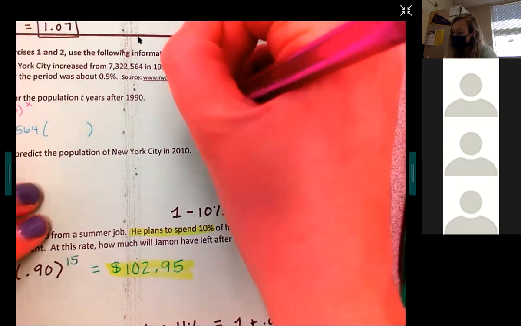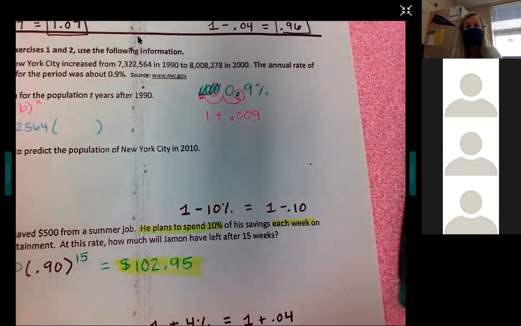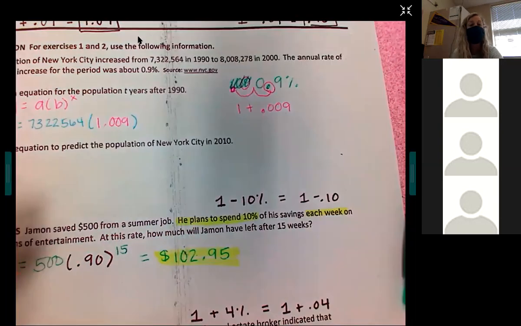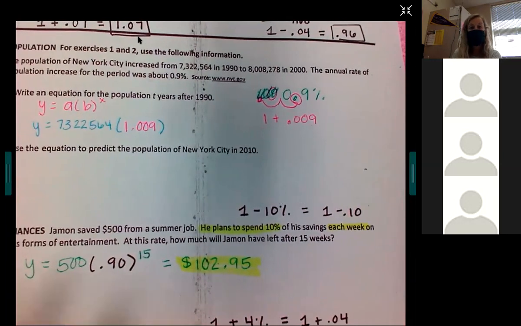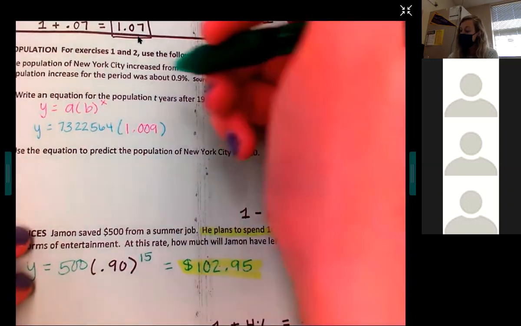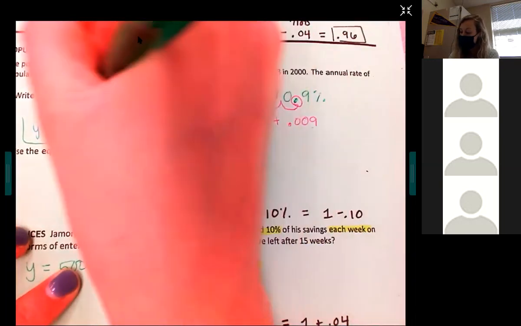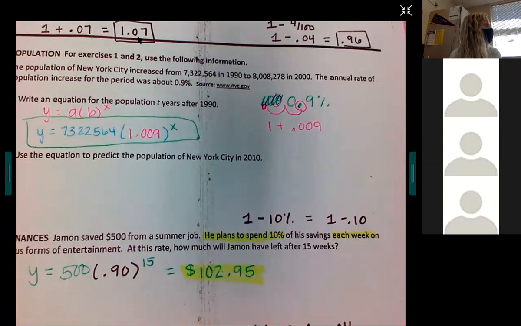So y'all, you should have done 1 plus 0.009, and that gives you 1.009. That's your factor. Because remember, if it's growth, it should be bigger than 1. So we're going to add it to 1. And then what do we always raise it to? X. You didn't need to put anything in for X because it just said to write an equation. So this would be the equation. That's the answer to the first part.